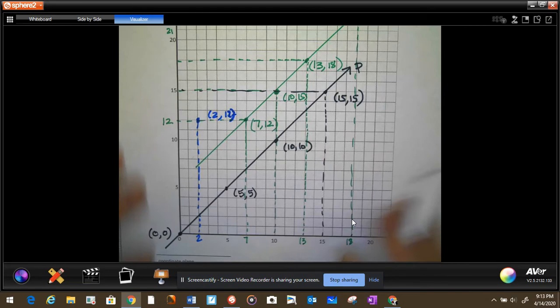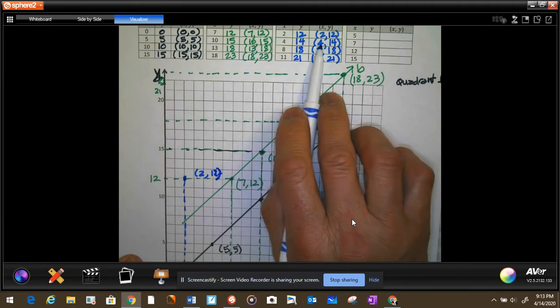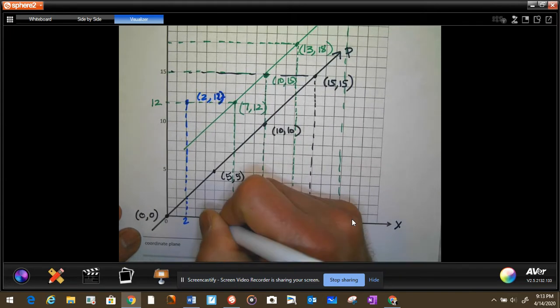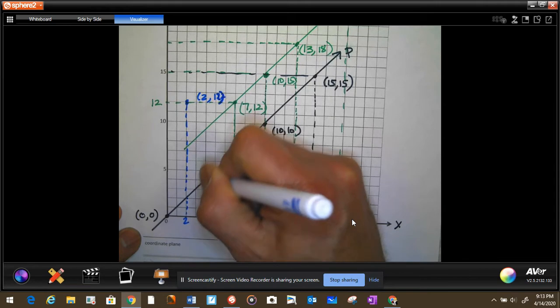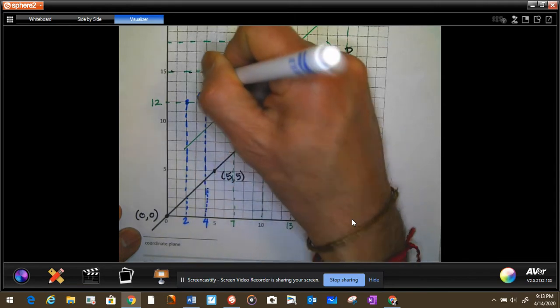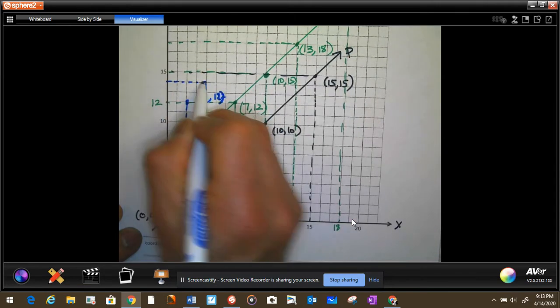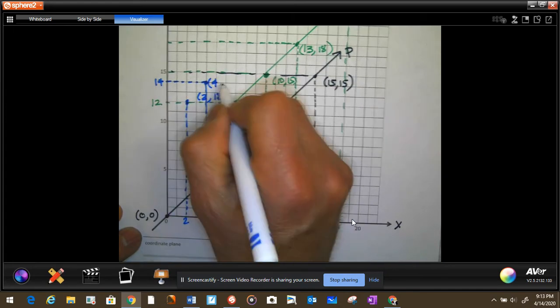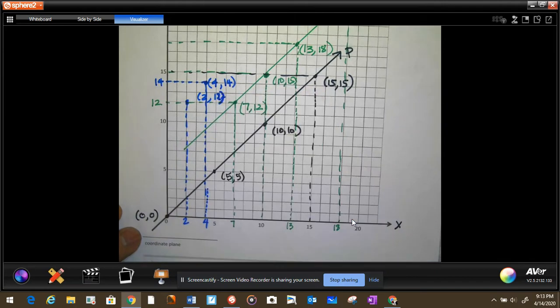Okay. Our next point is 4 for x and 14 for y. So 4 is 1 less than 5. And we're going to jump all the way up to 14. And 14 is 1 less than 15. So this is 14. That's going to be the point 4, 14, the coordinate pair.